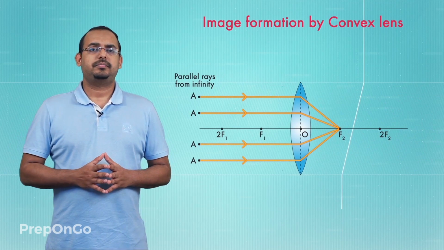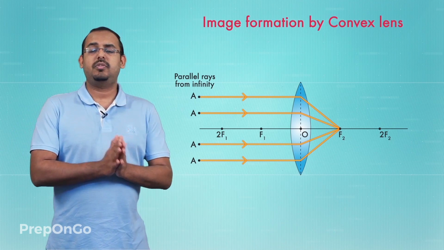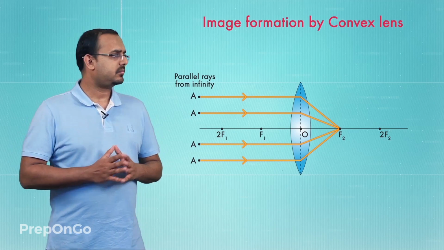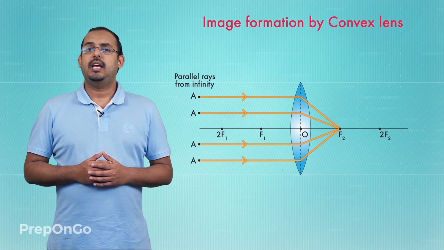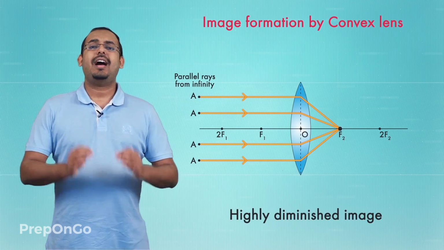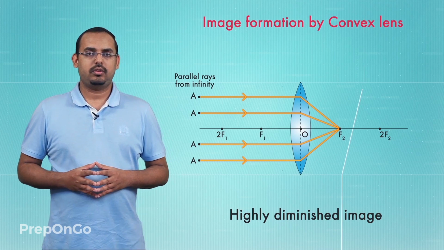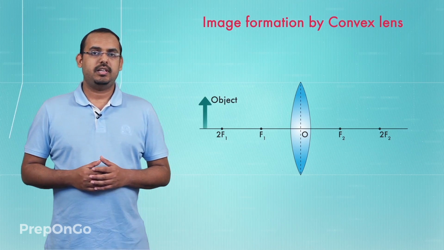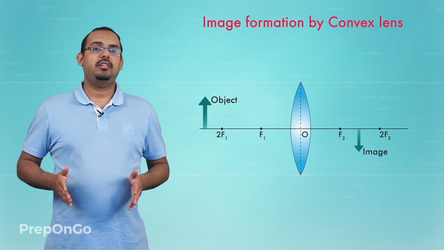Now a similar trend can also be observed in the relative size of the image with respect to that of the object. In the first case, when the object was at infinity with respect to the convex lens, a point-sized image, or a highly diminished image of the object, was formed at the focus of the convex lens. As we moved the object closer to the convex lens, we could see that the size of the image started to increase.